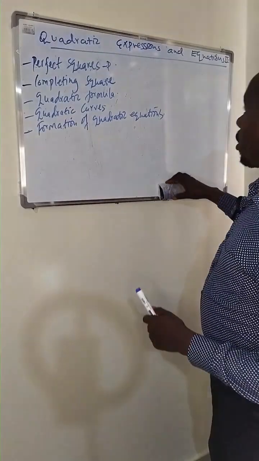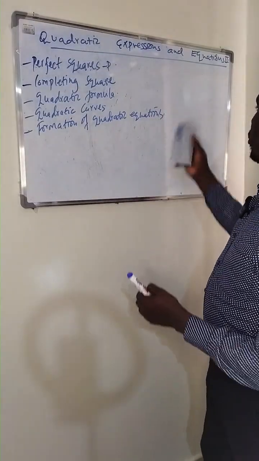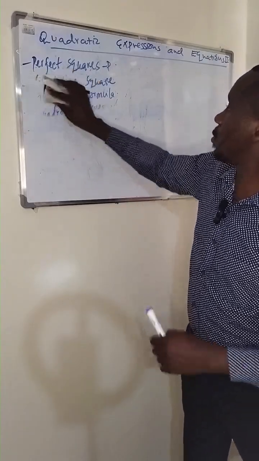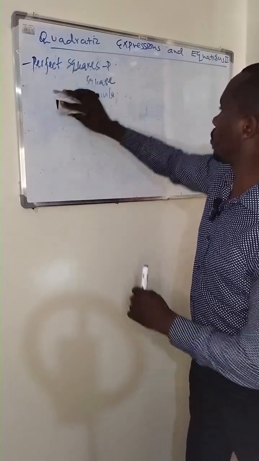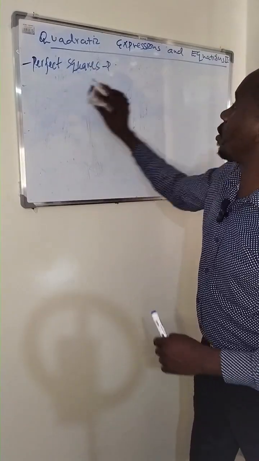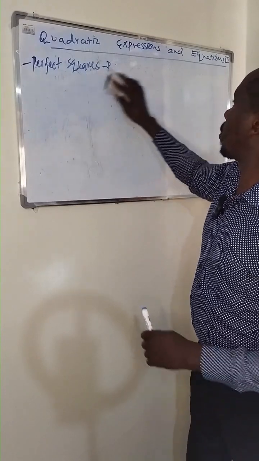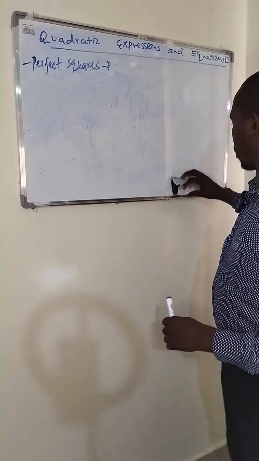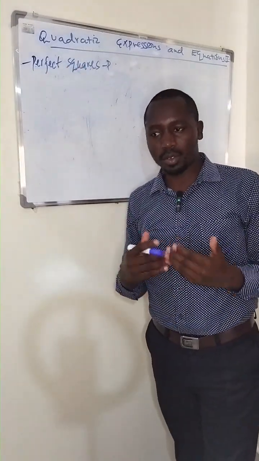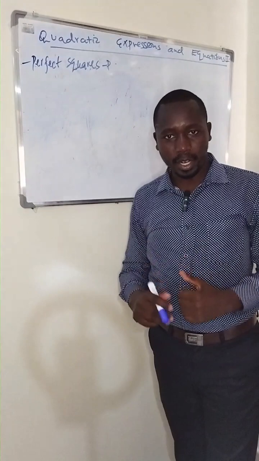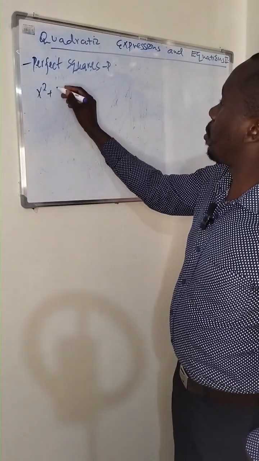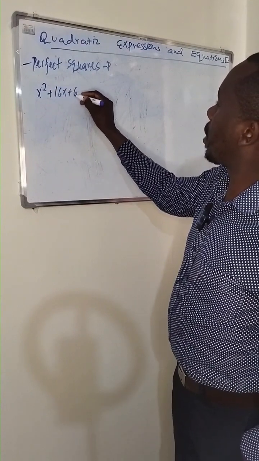So let us start with the perfect squares. Just like I said, a perfect square is an expression which you can factorize into two identical binomials. For example, if you have x squared plus 16x plus 64.